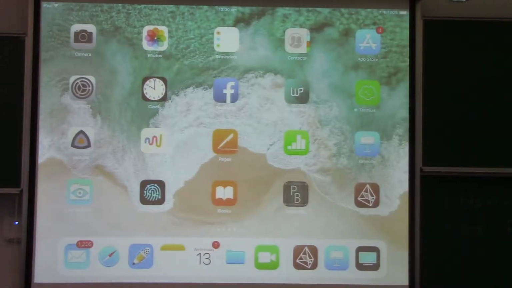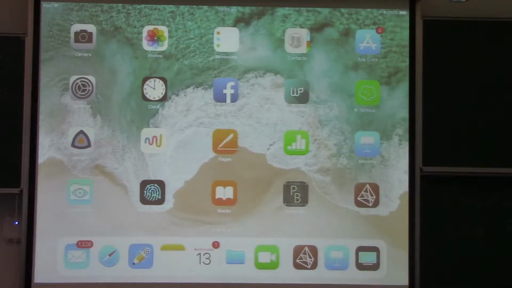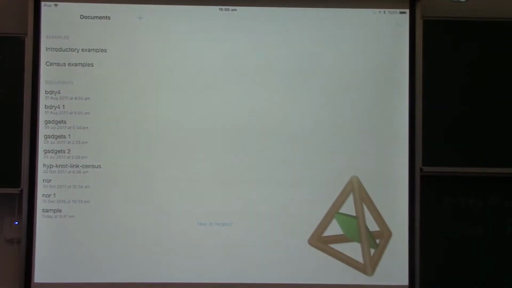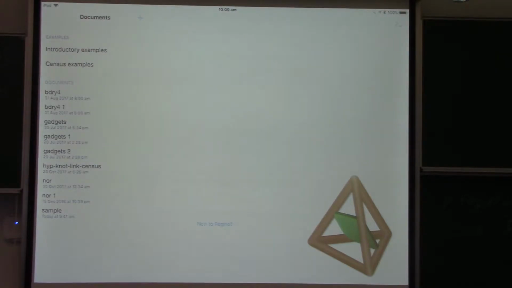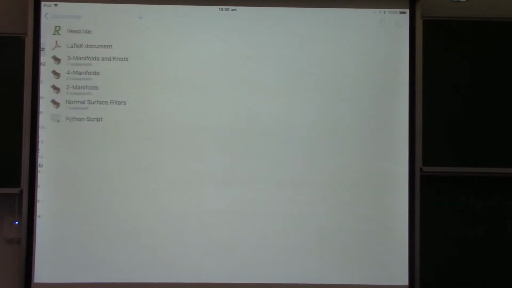All right, demo. Let's have a demo. So here's Regina. Whoop. Let me kill it. How do I kill it? Yep. Good. All right. So here's Regina. So let's take a look at some examples. So whichever interface you're using, it'll offer you introductory examples, and that's a very good place to start. Not there, here. So you can just have a look at some 3-manifolds, some 4-manifolds, and so on.